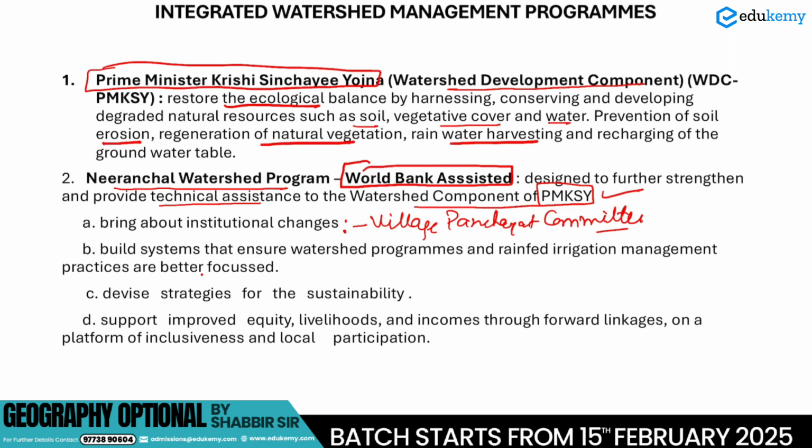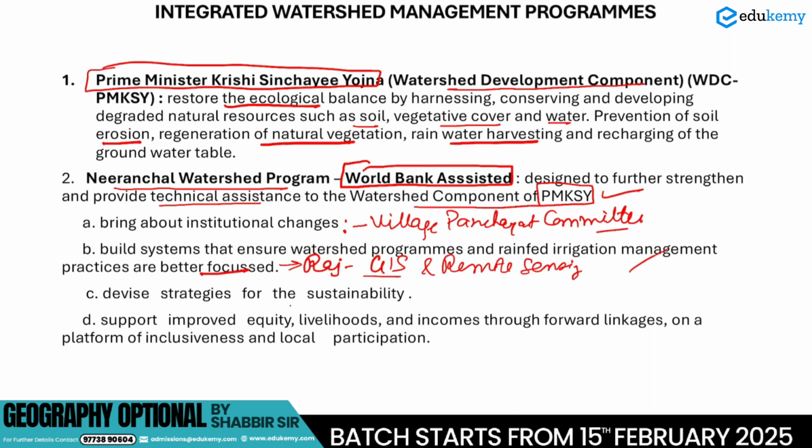Next is building systems that ensure watershed programs and rain-fed irrigation management are better focused. The best example of this is Rajasthan, where GIS, that is Geographic Information System, and remote sensing satellites are being used so that they can map those areas which are suffering from water scarcity and devise the proper strategy so that watershed management can be constructed in these areas.